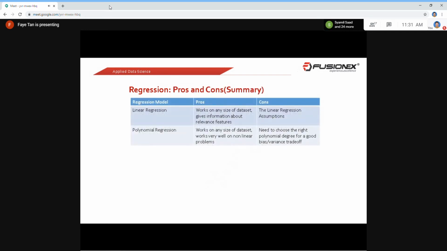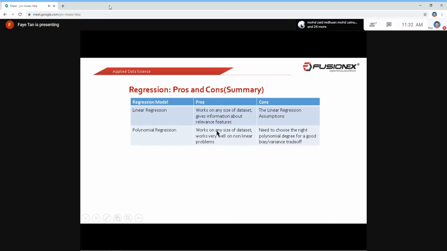So this is the pros and cons. For linear regression, it works on any size of data set and gives information about relevant features. The con is the linear regression assumption: you have to assume it's a linear line.